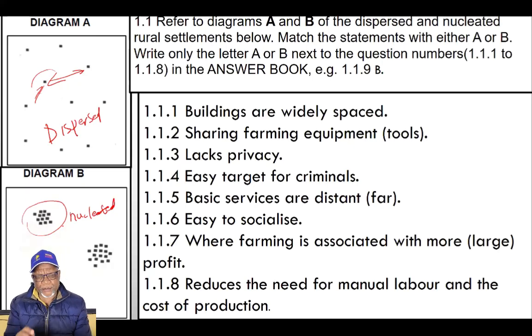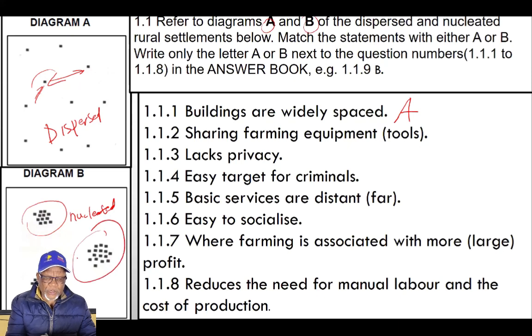Now let's look at what questions we have here. This is a short objective question. It says you must state whether the statement relates to A or to B. Buildings are widely spaced, so here it simply refers to A. This is where houses are spaced. Sharing farming equipment and tools: these people are closer to each other.